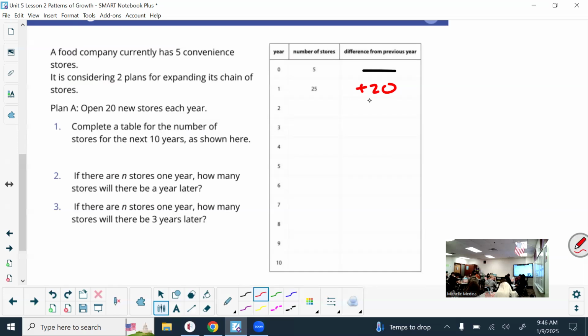So do that for your practice. Fill in the rest of those two columns and then answer these questions. Don't skip them just because now we're applying algebra. Pay attention to the math that you're doing so that you can make expressions for any amount of stores that they want to say. I'll give you a couple minutes.